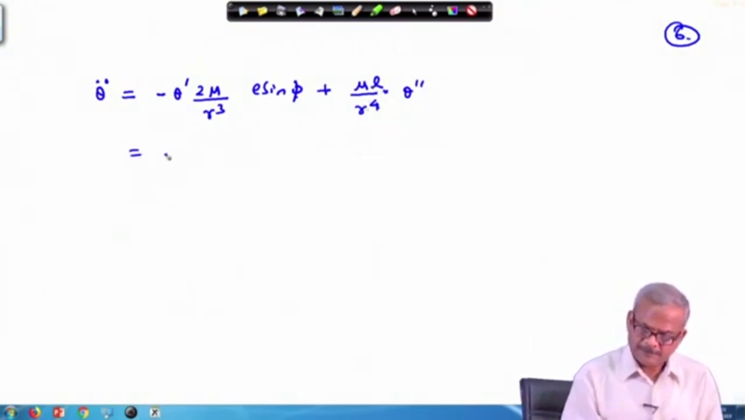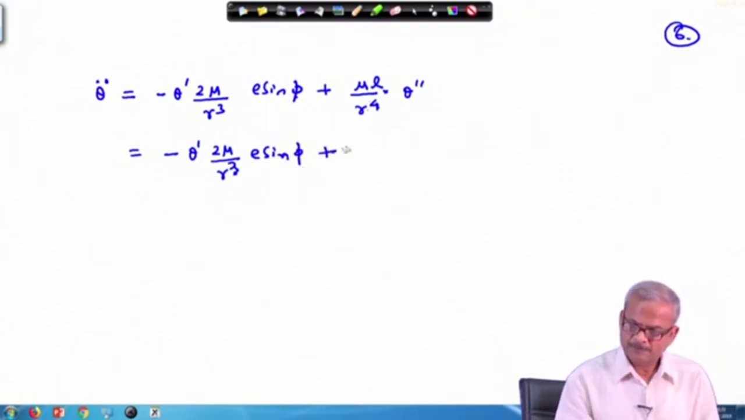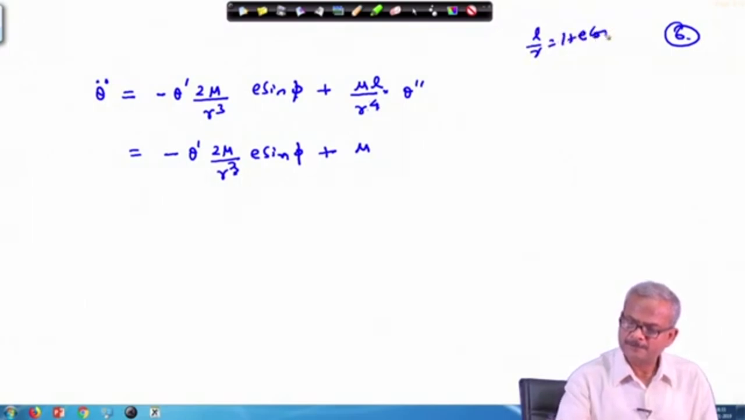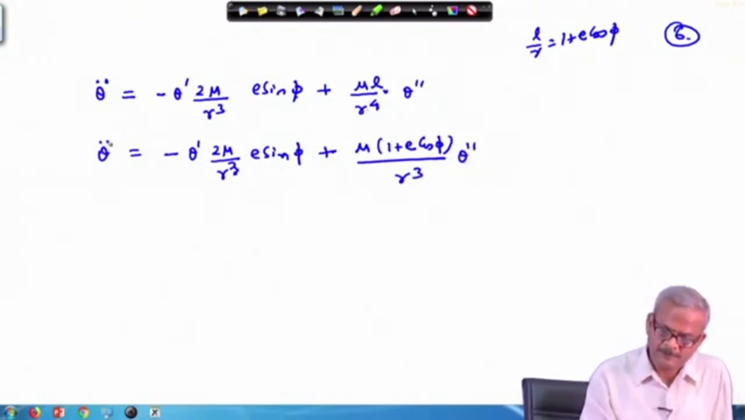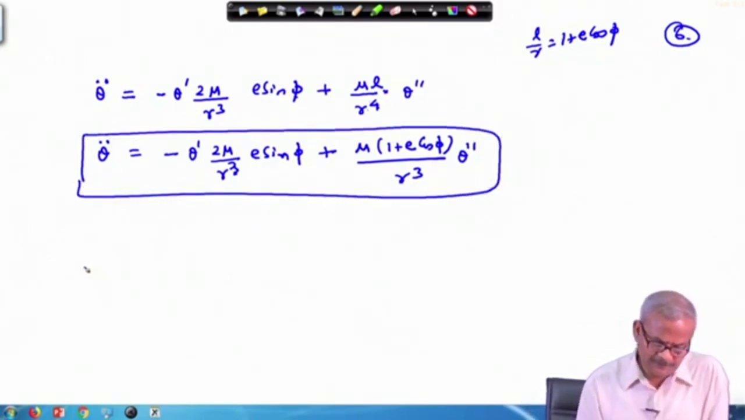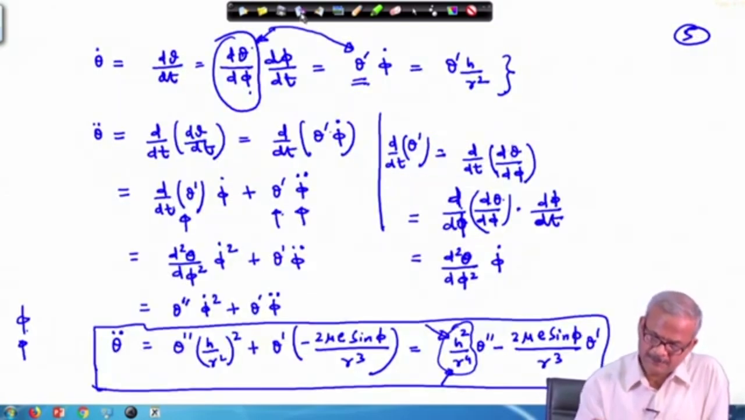We can eliminate one term here, theta prime 2 mu by r cube. L by r equal to 1 plus e cos phi. So, use this relation. So, this becomes 1 plus e cos phi and r cube term is present here. So, theta double dot is expressed like this and then you can complete the whole equation, and it will so happen that because the r cube is present here, and other terms also contain r cube, this can be eliminated.